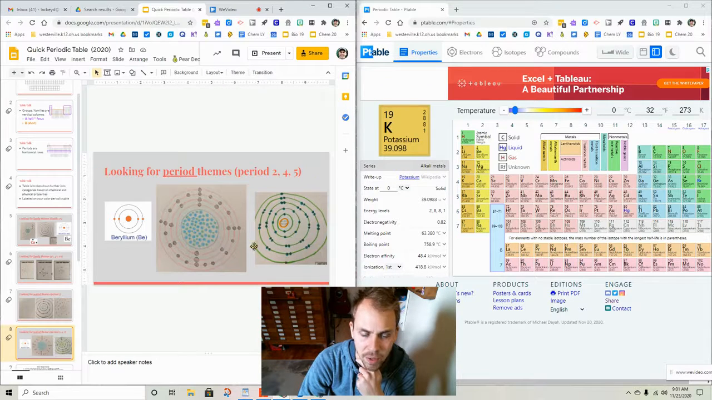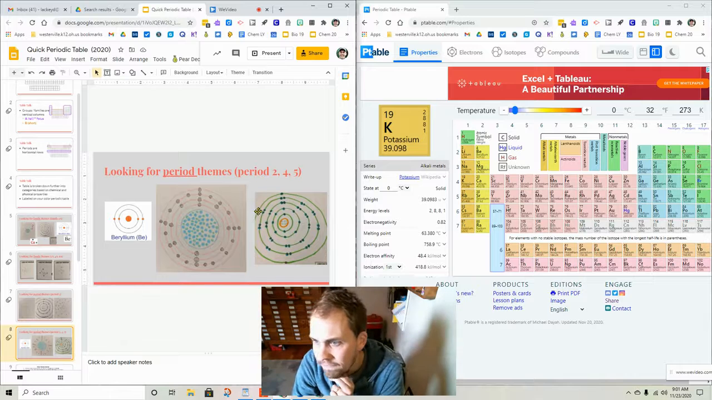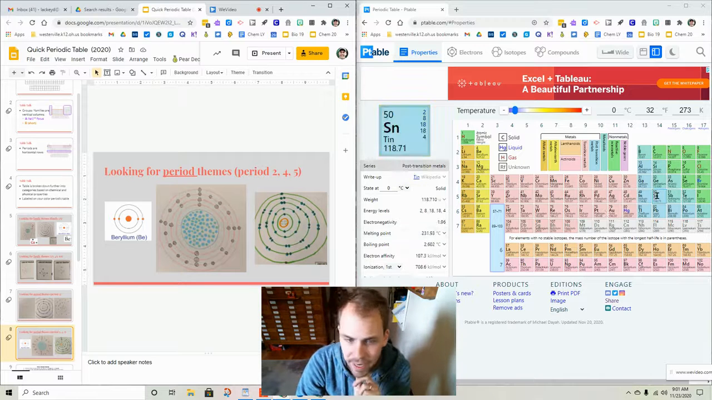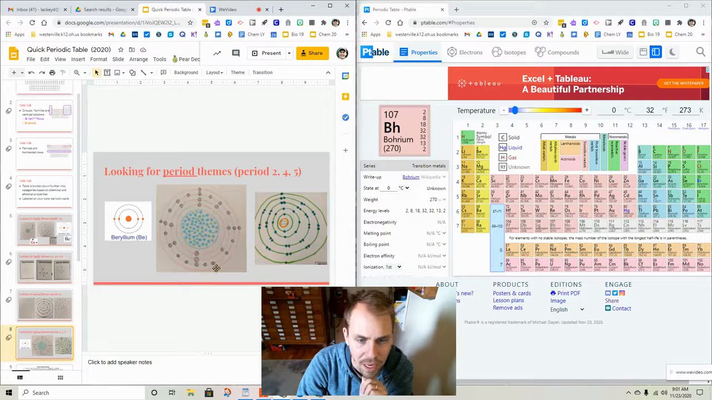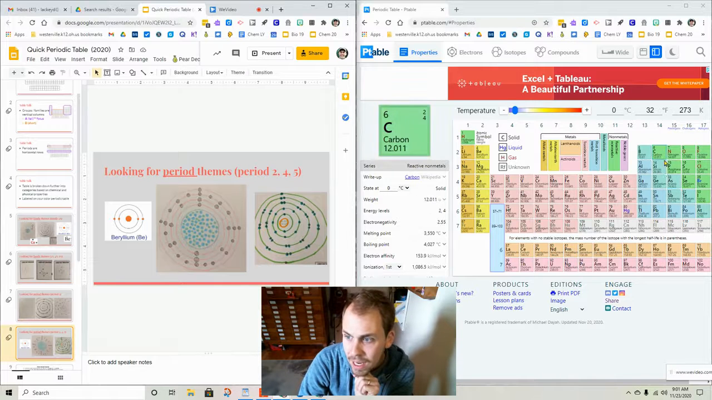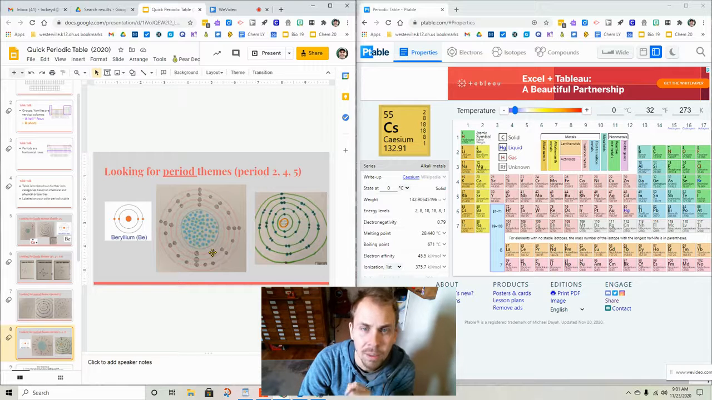Okay, here's another one over here. This is number 50. This is tin. So it's a little bit cut off, so I can't quite see the number of valence electrons, but I can say 4. I look over here, it's in period 5. It should have 5 of something if I'm looking at that drawing.